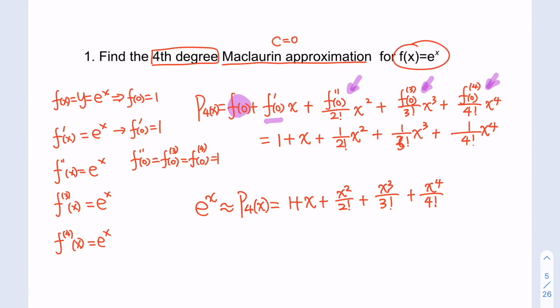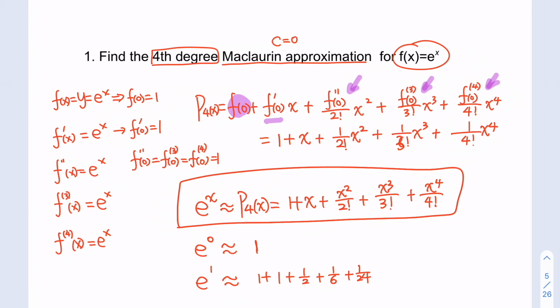For example, e to the 0, when x equals 0, is approximately 1. e to the first is approximately 1 plus 1 plus 1 over 2 plus 1 over 6 plus 1 over 24. So this is just an approximation. And in the future, we are going to learn that if we use this to approximate the original function, we are going to have another error bound.